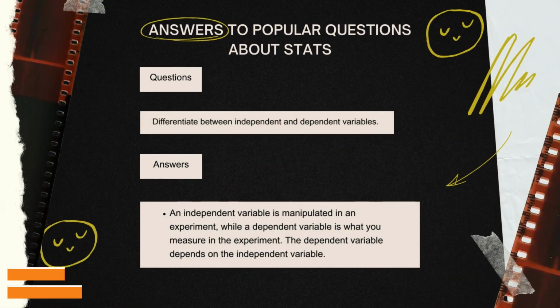Question: Differentiate between independent and dependent variables. Answer: An independent variable is manipulated in an experiment, while a dependent variable is what you measure in the experiment. The dependent variable depends on the independent variable.